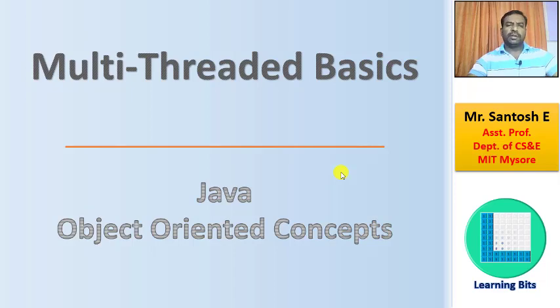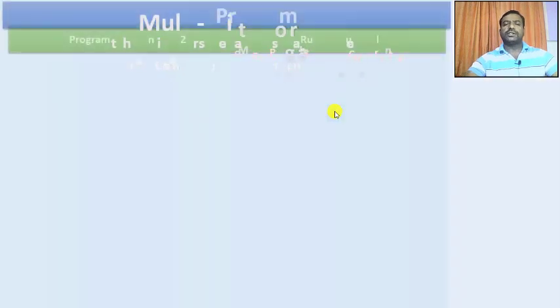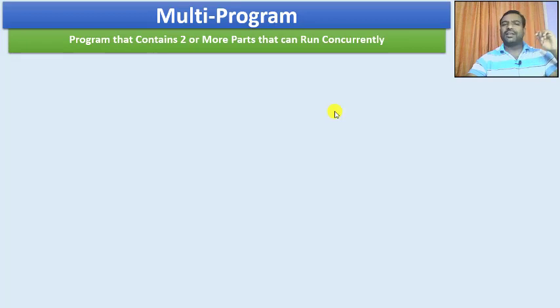Okay, welcome to this session, and in this session we'll be discussing Java threads and the basics of how Java is going to deal with multi-threading. Fine. So to start with, when you talk about a thread or a multi-threading program, it should be called a multi-program.